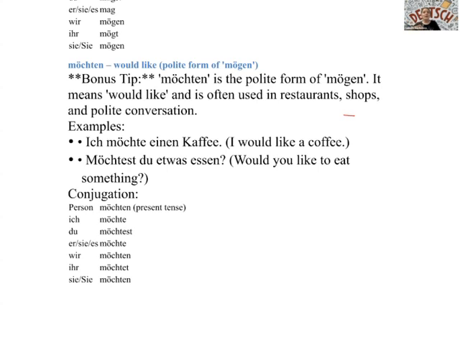For example, I would like a coffee. Ich möchte einen Kaffee. I would like to have a coffee. Would you like to eat something? Möchtest du etwas essen? So again, conjugation, yes, we have to learn. Ich möchte, du möchtest, sie es möchte, wir möchten, ihr möchtet, sie möchten.